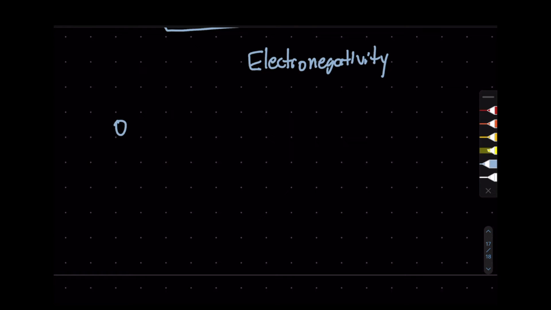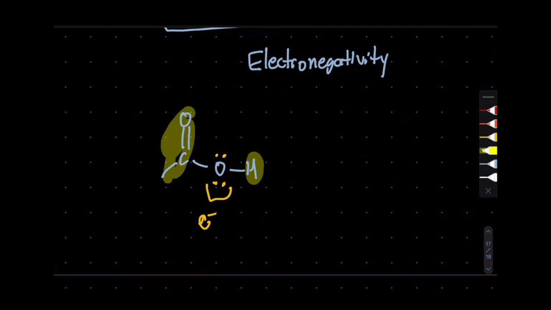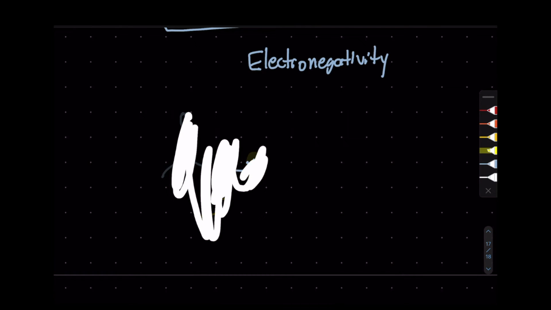So when we're looking at this hydrogen right here, this oxygen is very electronegative, hence the electron cloud that's surrounding it is kind of away from the hydrogen because of the oxygen pulling away. So that's why electronegativity is important regarding acids.